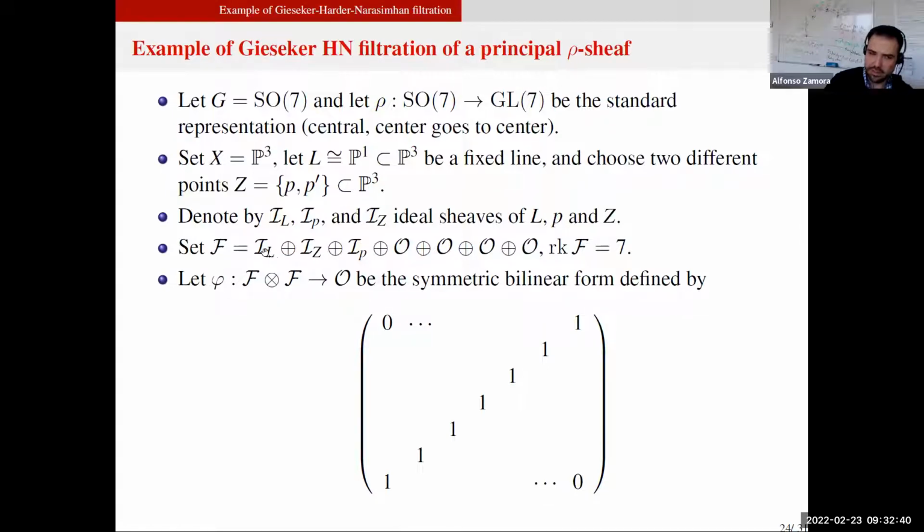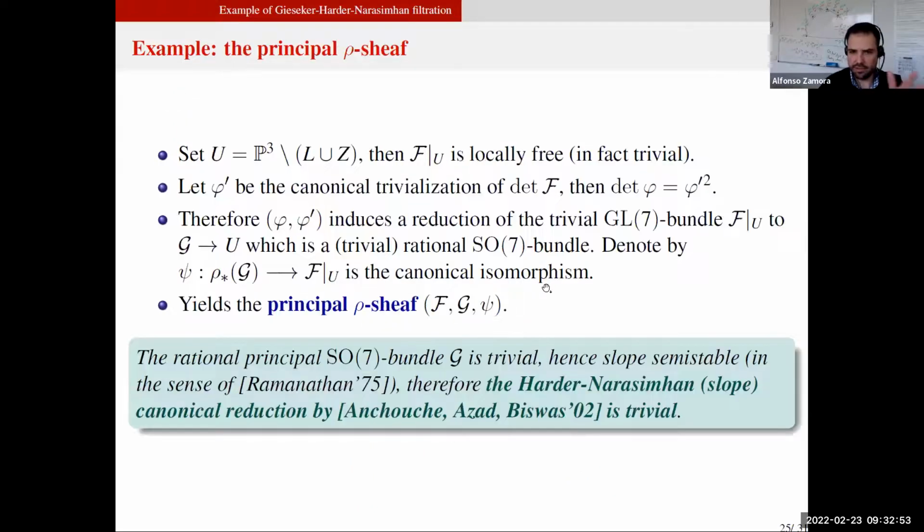sheaf, and then 3 ideals, where L is a line in P3, Z is 2 points, and P is one of these 2 points. Then we can give a symmetric bilinear form, and we can give a structure of an SO7 bundle, which happens to be slope semi-stable. Then following Ramanathan's definition and Anshusa's definition of canonical reduction, the canonical reduction is trivial.